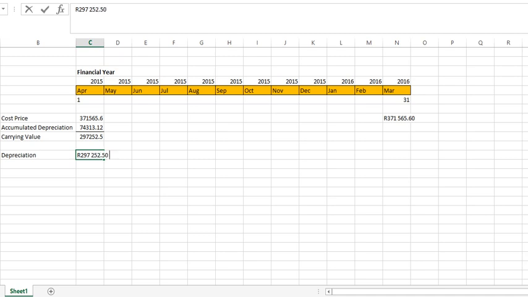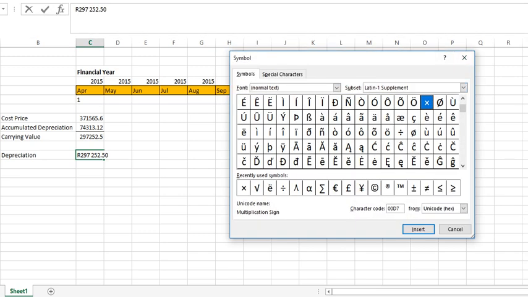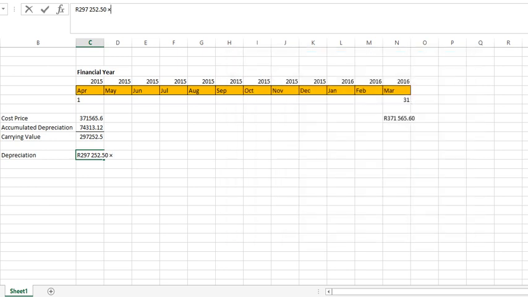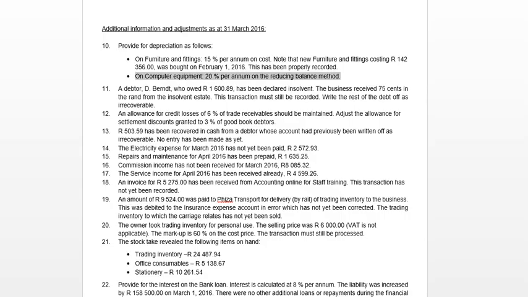And our depreciation will then be this 297,252 and 50 cents multiplied by 20% and then multiplied by 12 out of 12 months. So if we do our calculation, we're going to say here that multiply by 20, multiply by 12, divide by 12. So our depreciation towards equipment is going to be 59,450 and 50 cents.